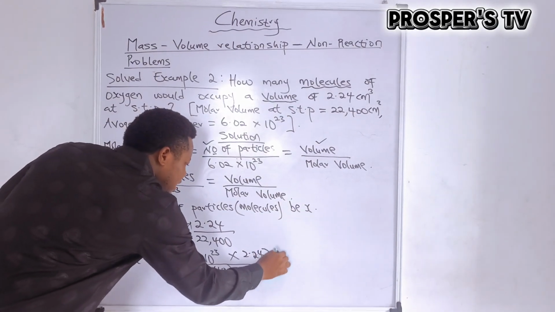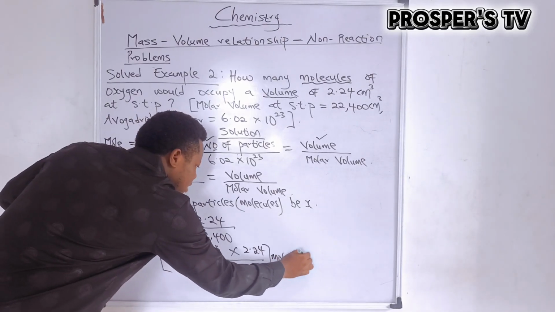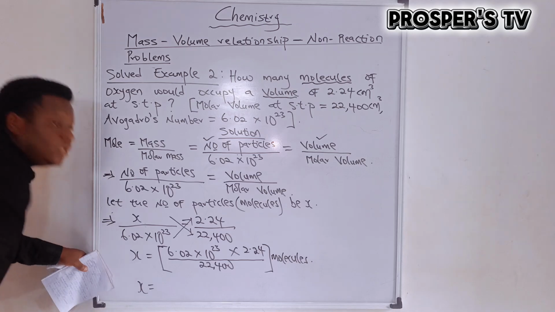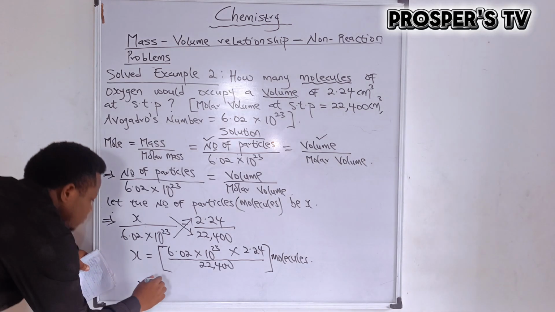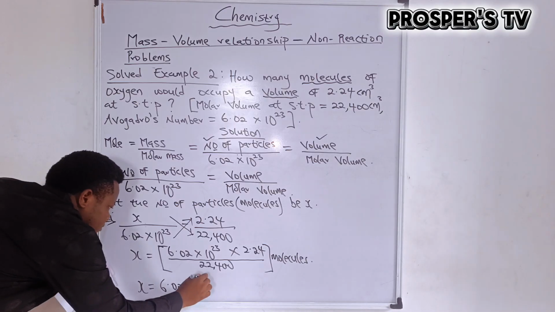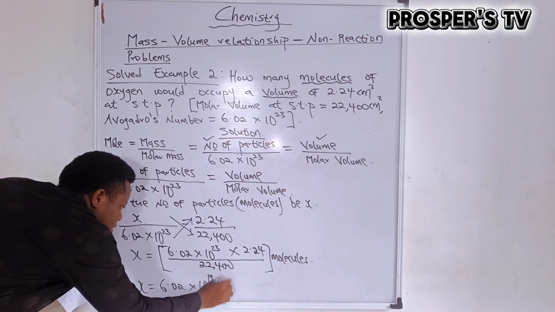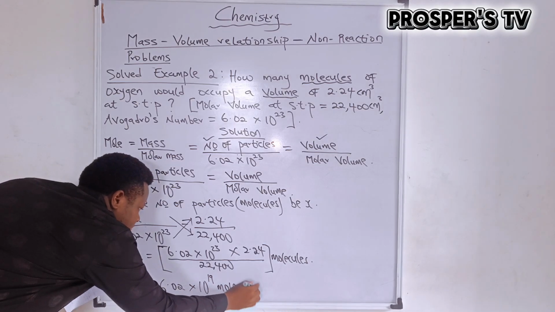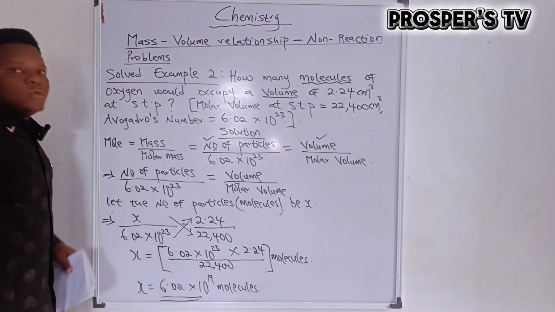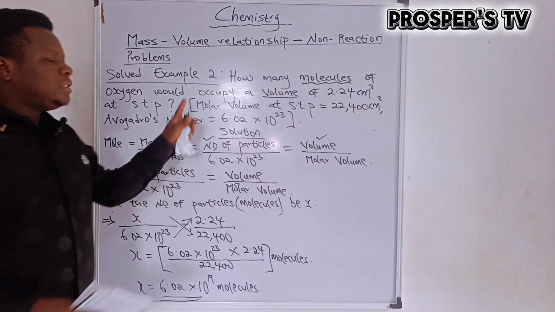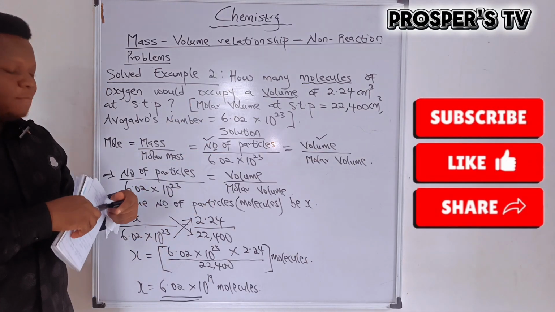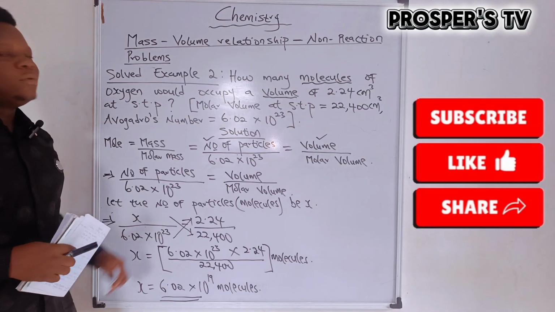Remember, x represents the number of molecules, so the unit you put at the back here is molecules. So your final answer becomes, yes, calculator, 6.02 times 10 raised to the power 19 molecules. I believe it's super clear and easy. So with just these two examples, you should be able to tackle any mass volume related problem in your exam that doesn't involve a reaction.